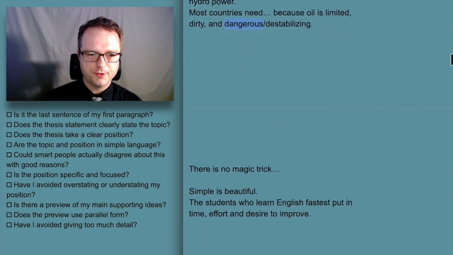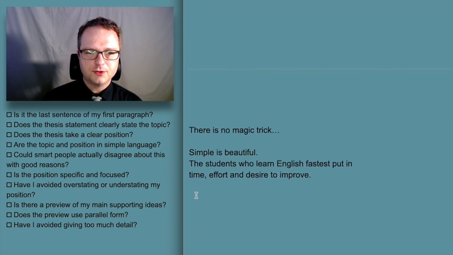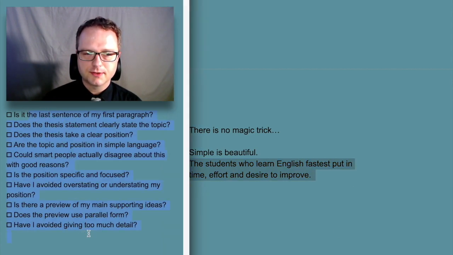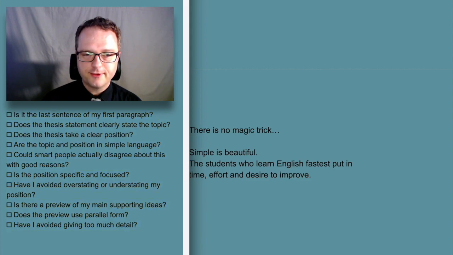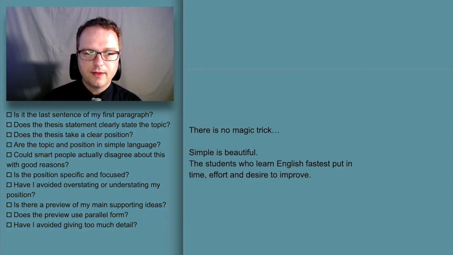Well, simple is beautiful. The students who learn English fastest put in time, effort, and desire to improve. Okay, that gets a yes on all 10 of these questions. It has a preview that's in parallel form. It's simple, it's clear, it's specific, it's focused, and it's easy to understand. This is a really good thesis statement.